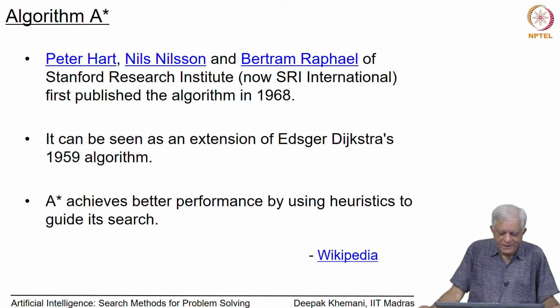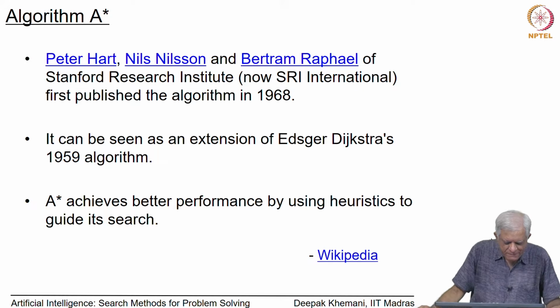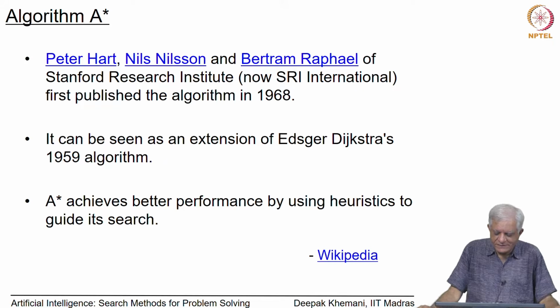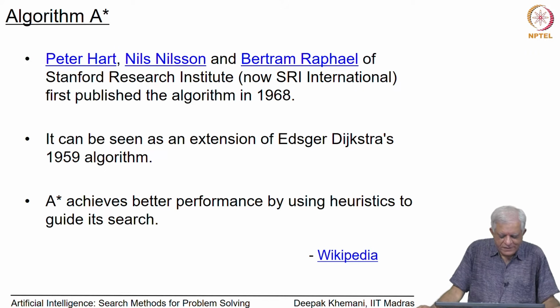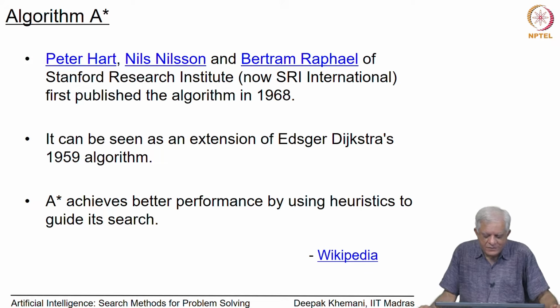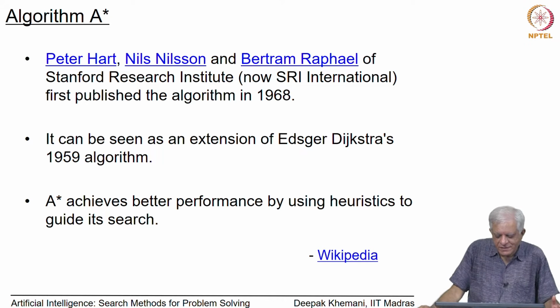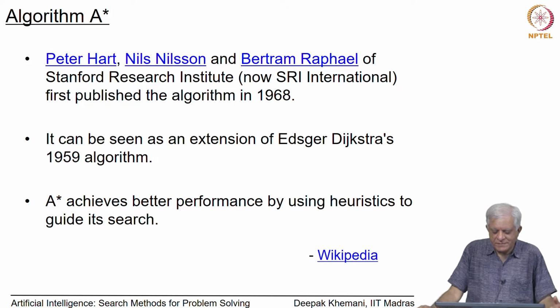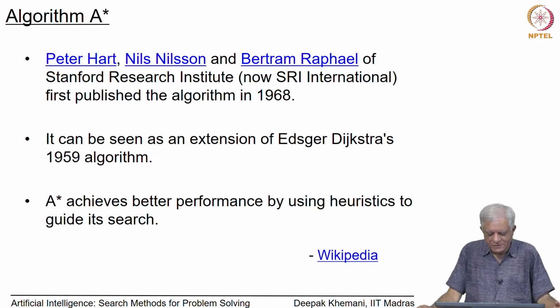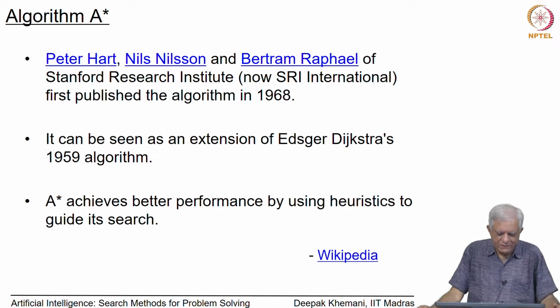This was devised by Hart, Nilsson and Raphael. I think Raphael was a PhD student who did the work at the Stanford Research Institute, which is now SRI International, and it was published in 1968 essentially. So, it is quite an old algorithm, but it is such an important algorithm that it is used in many places where you have to find optimal solutions, and we will look at this in considerable detail.